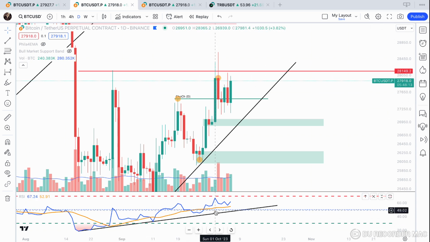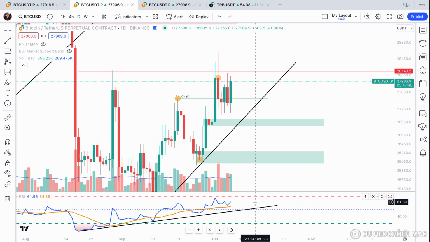The fourth condition, as I mentioned, is that the RSI has to be above 50. Again, it's a crude way of dividing an asset from being bullish or bearish. Above the 50 is bullish, below the 50 is bearish. We can see that the RSI is continually rising, and it is currently at almost 62. So if we examine the RSI, we can say that Bitcoin is bullish.